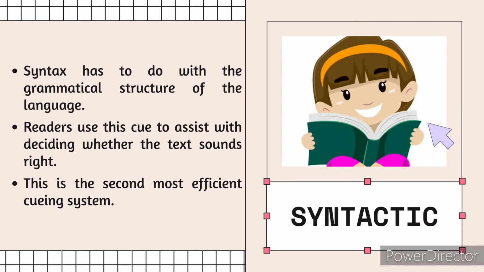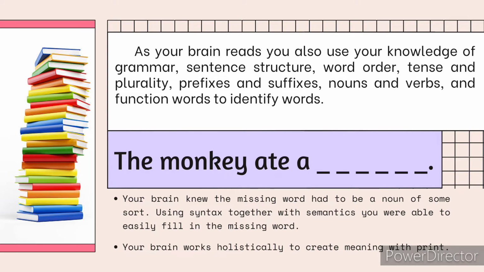Syntax has to do with the grammatical structure of the language. Readers use this cue to assist with deciding whether the text sounds right. As your brain reads, you also use your knowledge of grammar, sentence structure, word order, tense and plurality, prefixes and suffixes, nouns and verbs, and function of words such as prepositions, pronouns, etc.